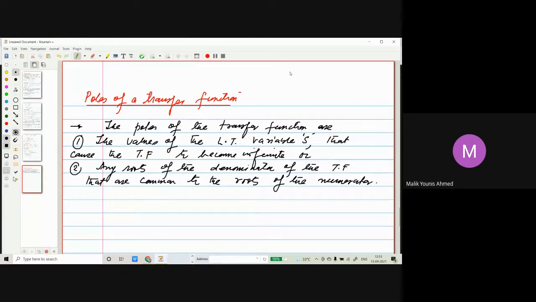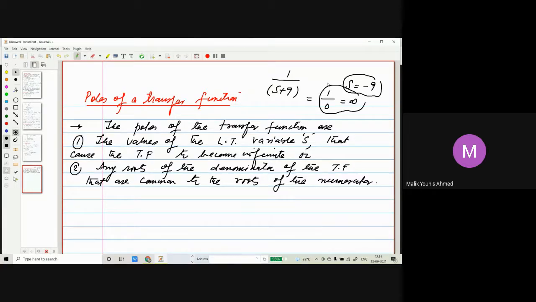See, if I have a simple first order polynomial, 1 by s plus 9, this is the first part of the definition. The value of s that causes the transfer function to become infinite: if we take s as minus 9, this becomes 1 by 0 and it will be infinite. So this is called the pole of the transfer function. Very simple language.